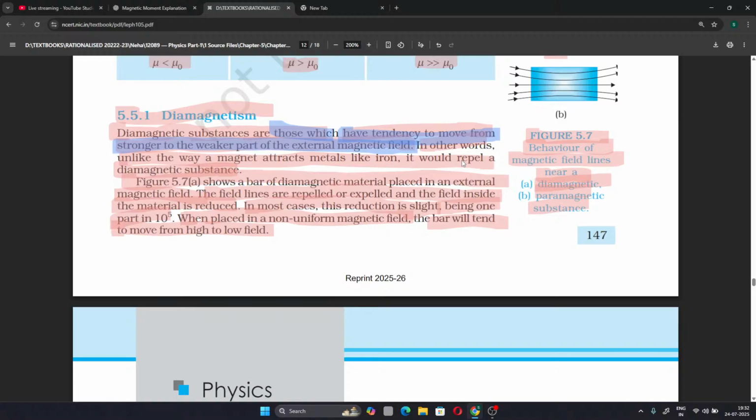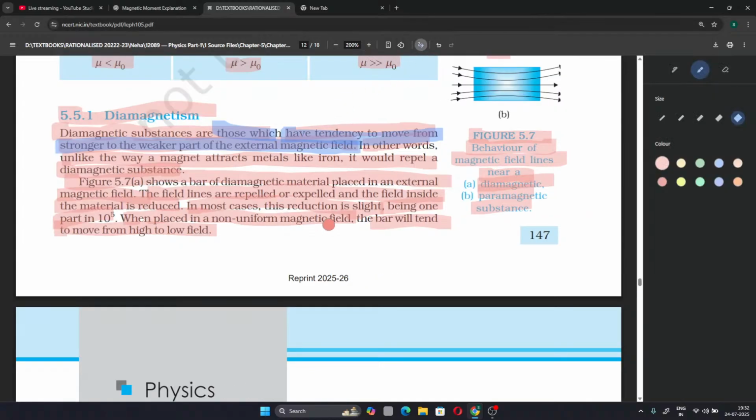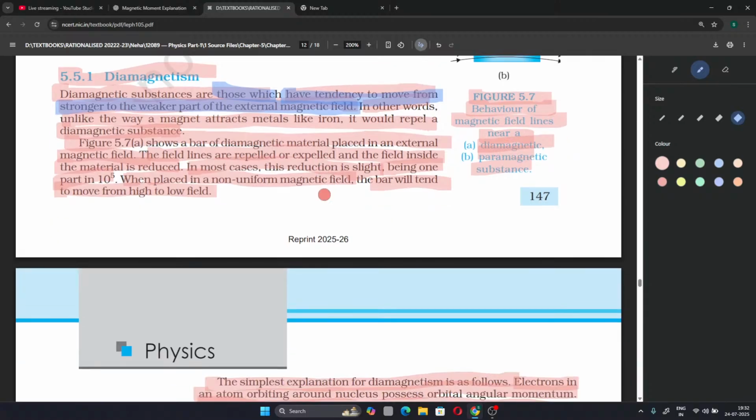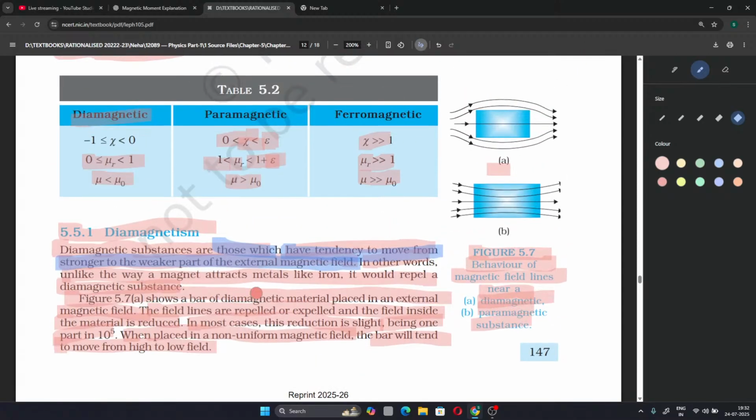Diamagnetic substances are those which have a tendency to move from the stronger to the weaker part of the external magnetic field, which is the common ability. Common, basically describing the repulsive nature of diamagnetic substances. In other words, unlike a magnet that attracts metals like iron, it would repel a diamagnetic substance. It shows a bar of diamagnetic which does not allow the magnetic field lines.